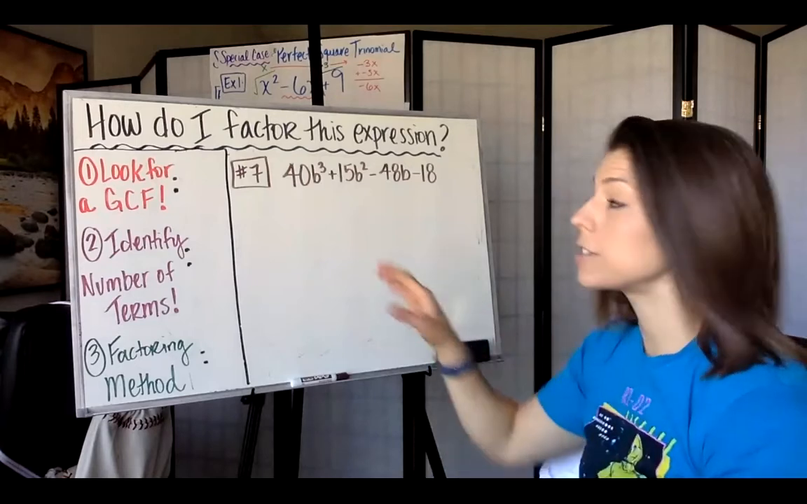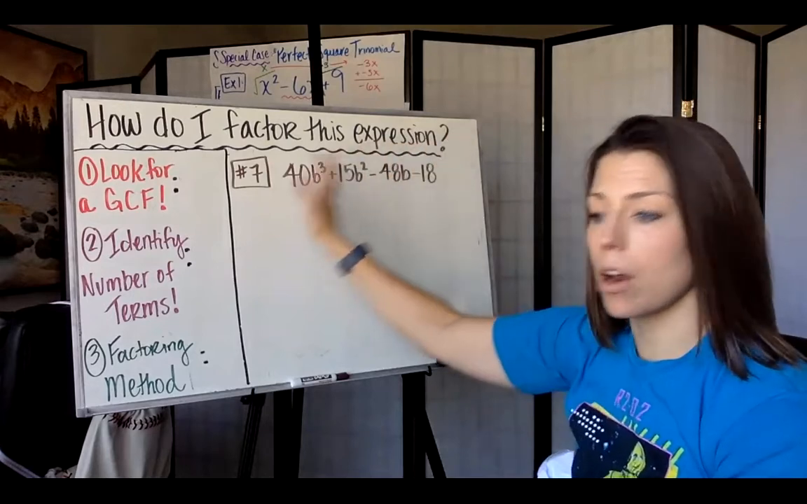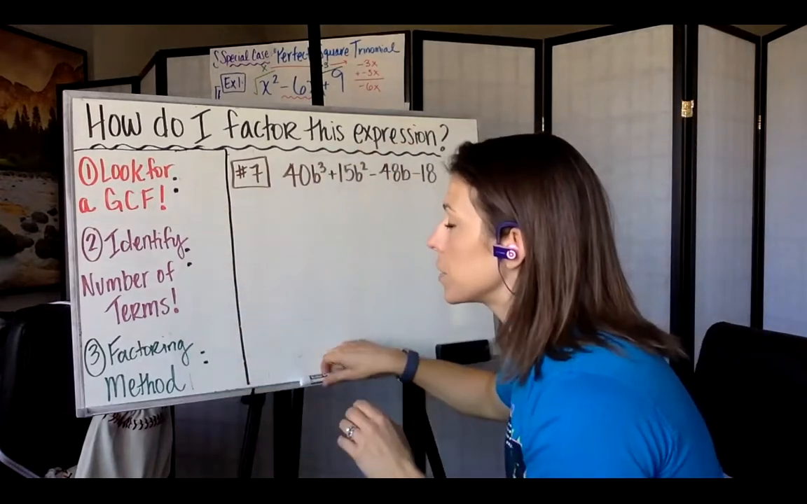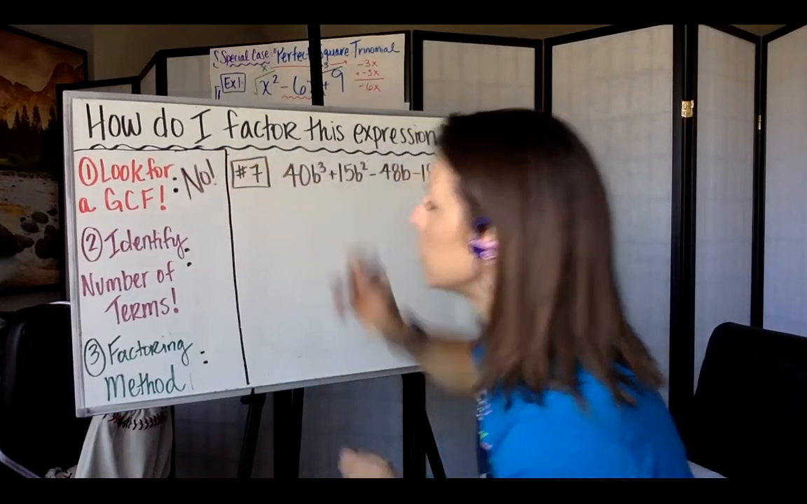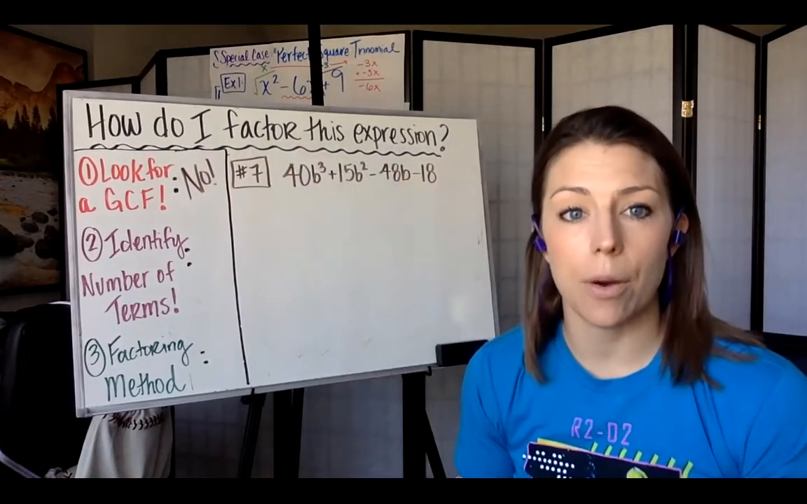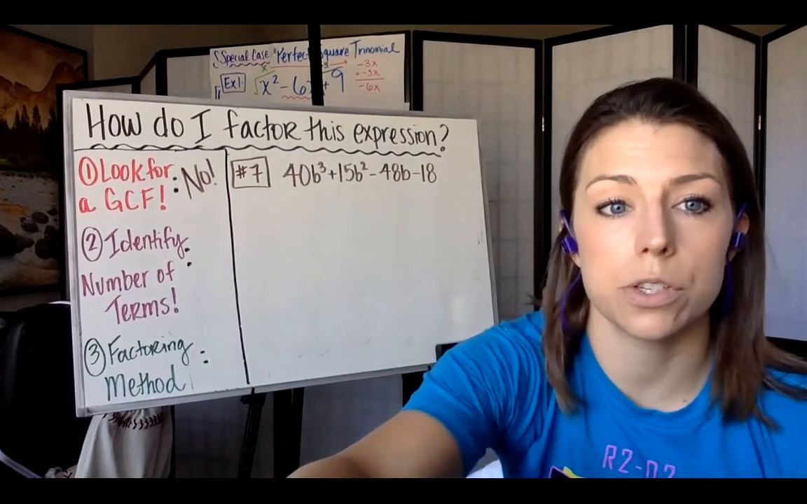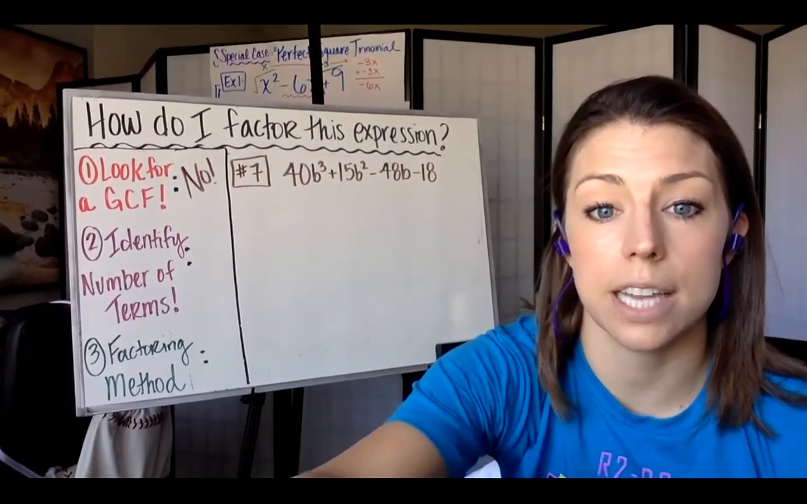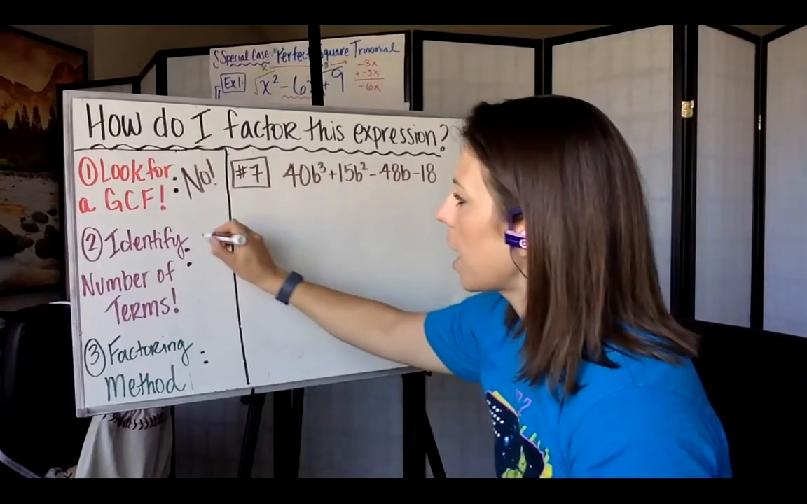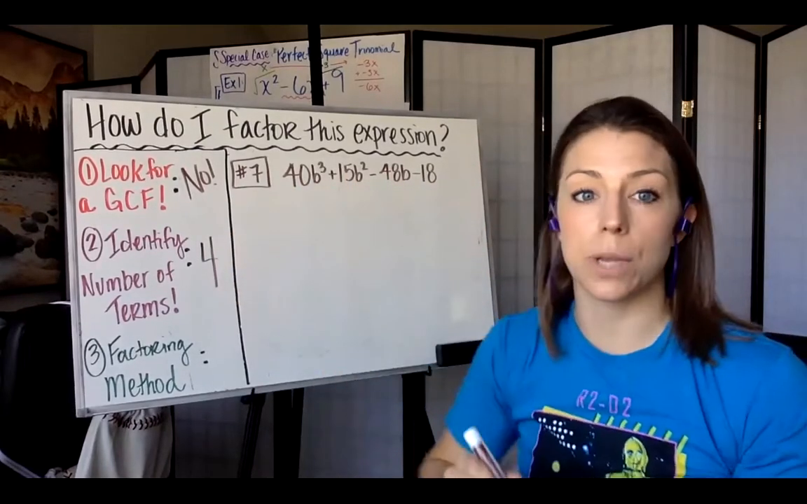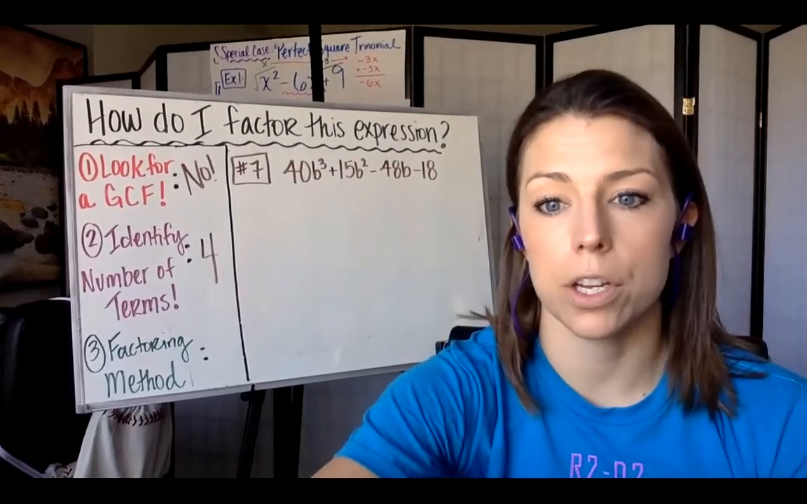We have some common factors among some of the terms, but not all of the terms. So the answer to our first question, is there a GCF here? No, no GCF. So let's take a look at our flowchart. According to our flowchart, the next step that we're going to do is identify the number of terms. 1, 2, 3, 4. We have 4 terms, which means we call this a 4-termed polynomial.